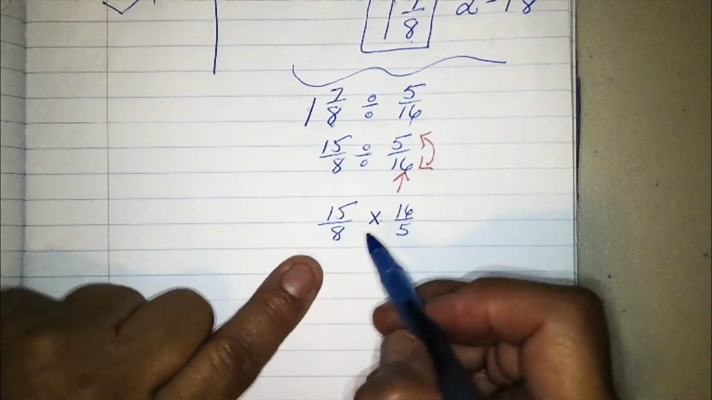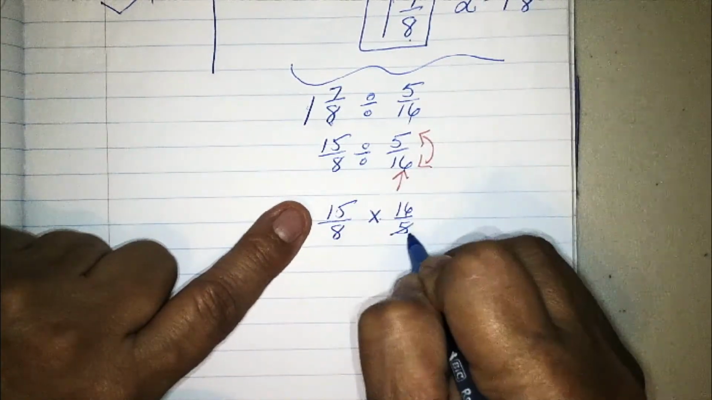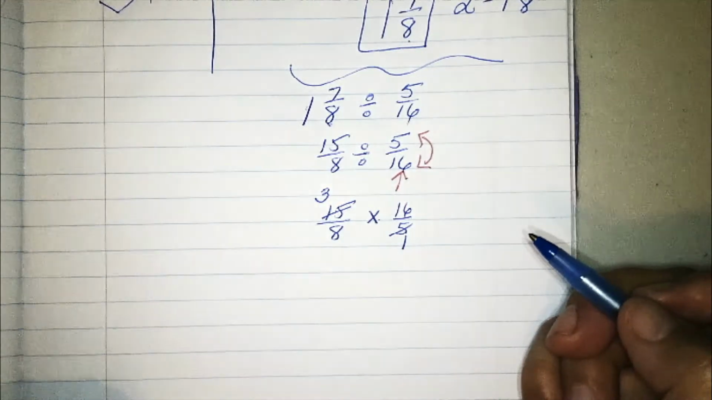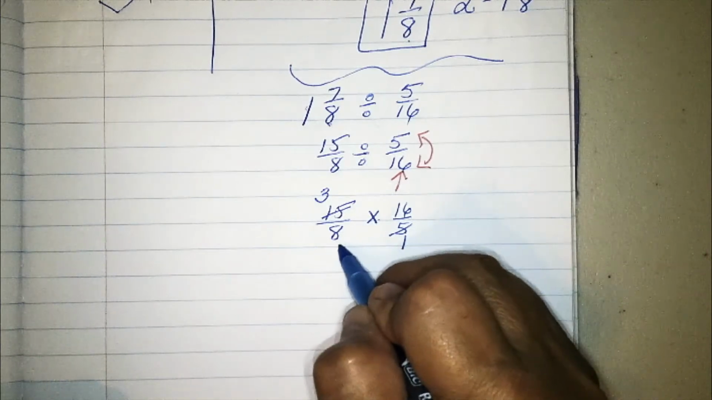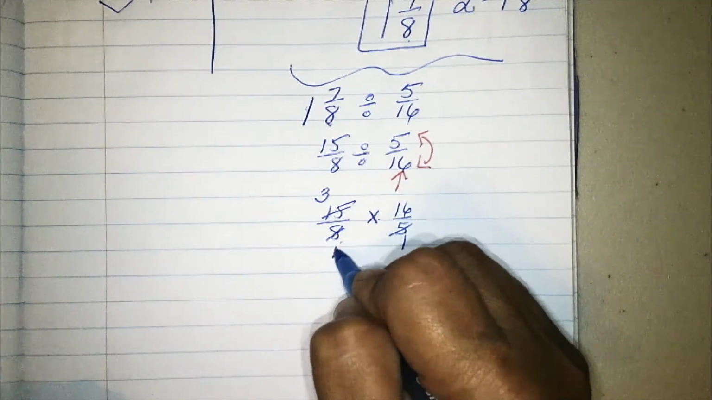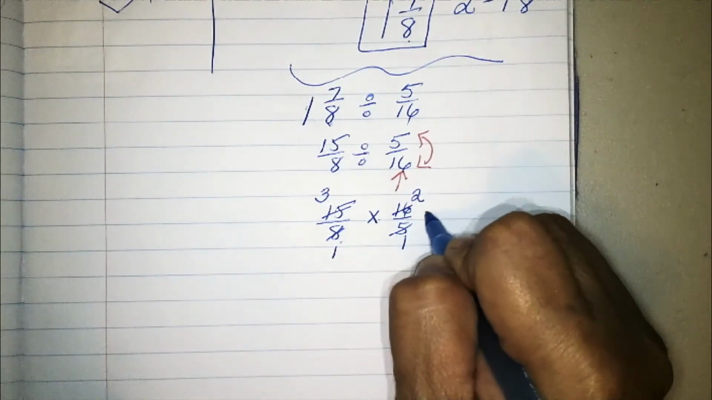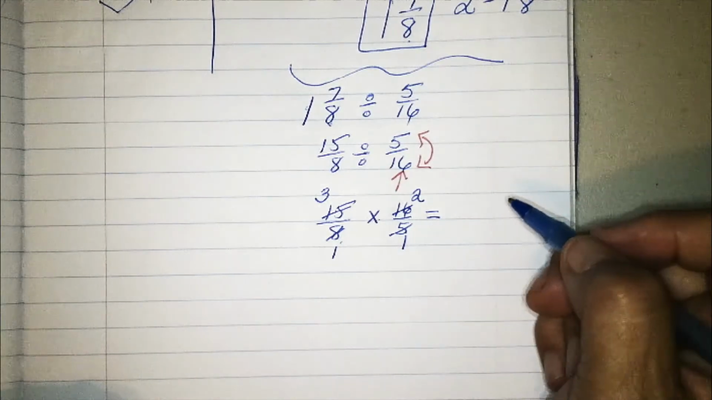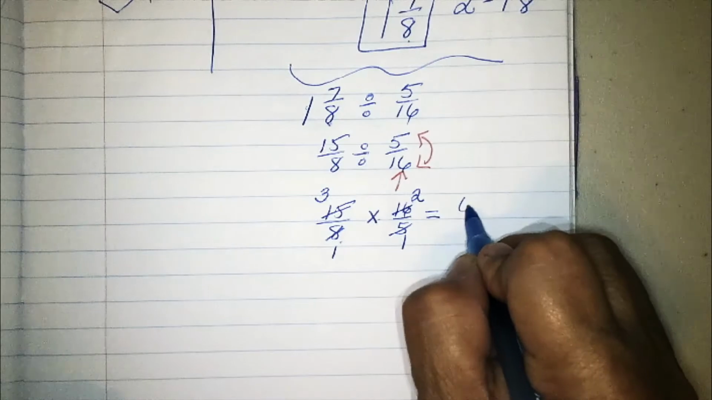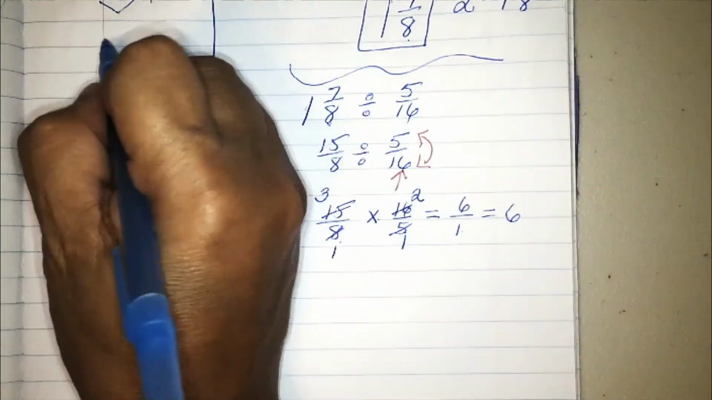Let's go ahead and cancel. I'm looking at the 5 into 15, yes. So 5 divides into 15 3 times. I also notice that 8 divides into 16. So 8 goes into itself 1 time, and 8 goes into 16 2 times. Let's multiply across. 3 times 2 is 6. 6 divided by 1 is just 6.